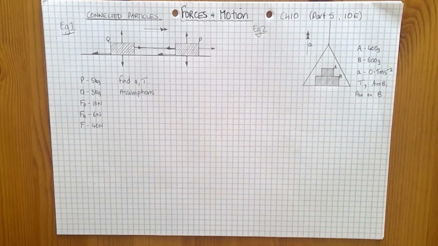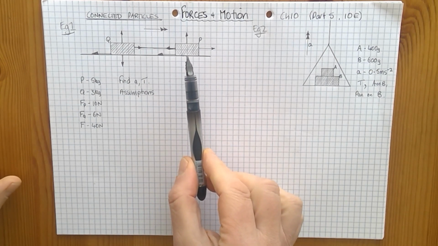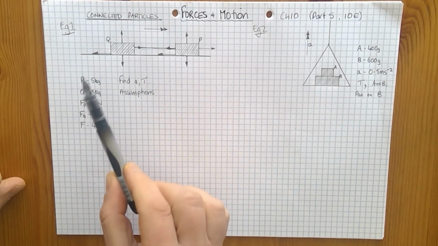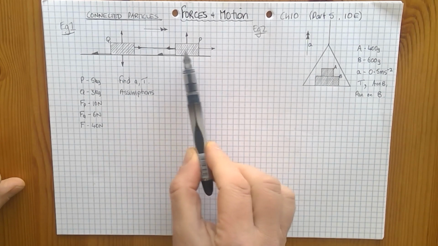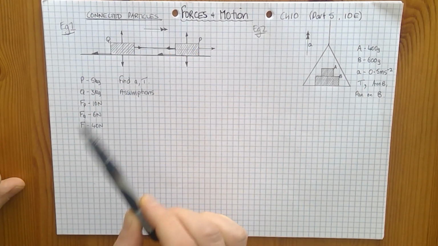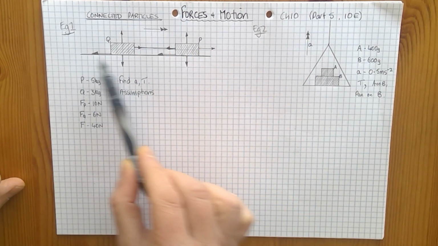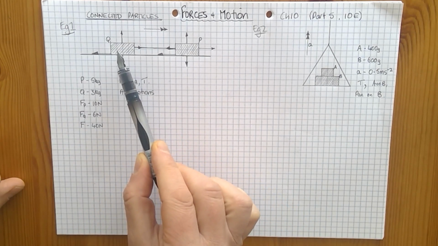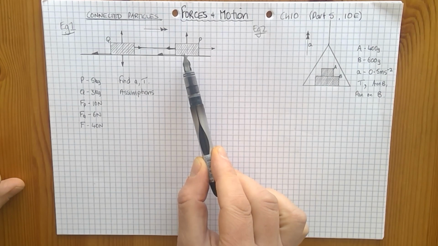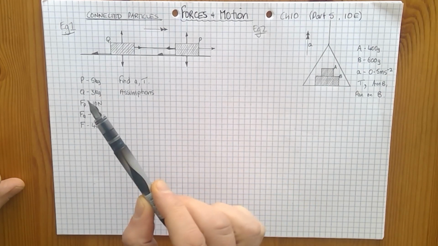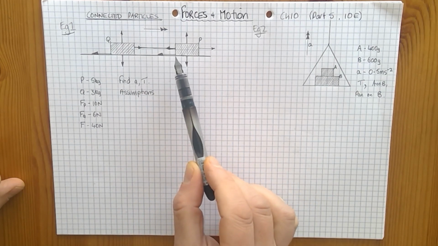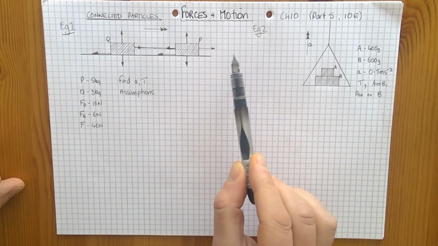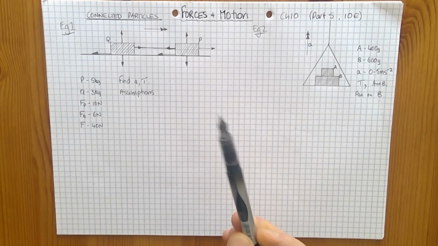Our first example is the typical truck and trailer, car and caravan scenario, something like that. So we've got two particles, two objects on a surface. The surface is almost certainly rough, so you'll have some friction acting on Q, some friction acting on P, labelled Q and P in this particular instance. One of the particles at least will have some kind of forward thrust going on.